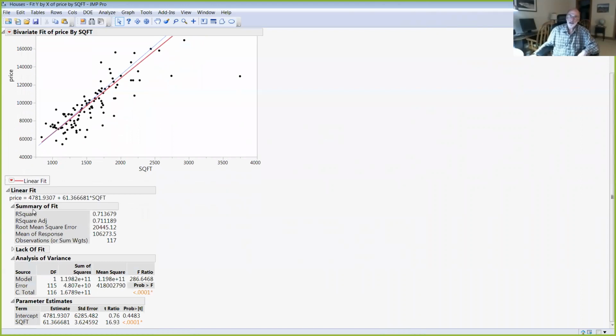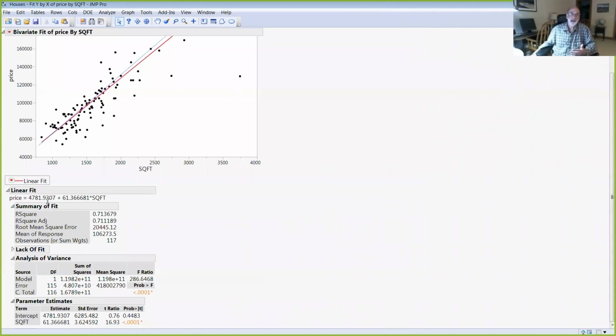When you look at the red line, it gives you first the equation for it. It says price is equal to $4,782 plus $61.37 per square foot. The intercept, usually you don't want to interpret, it doesn't make any sense to interpret. Here you could put it in words. What does the intercept represent? It's what the price of a home would be when it has 0 square feet. Well, what's that? That's an empty lot.